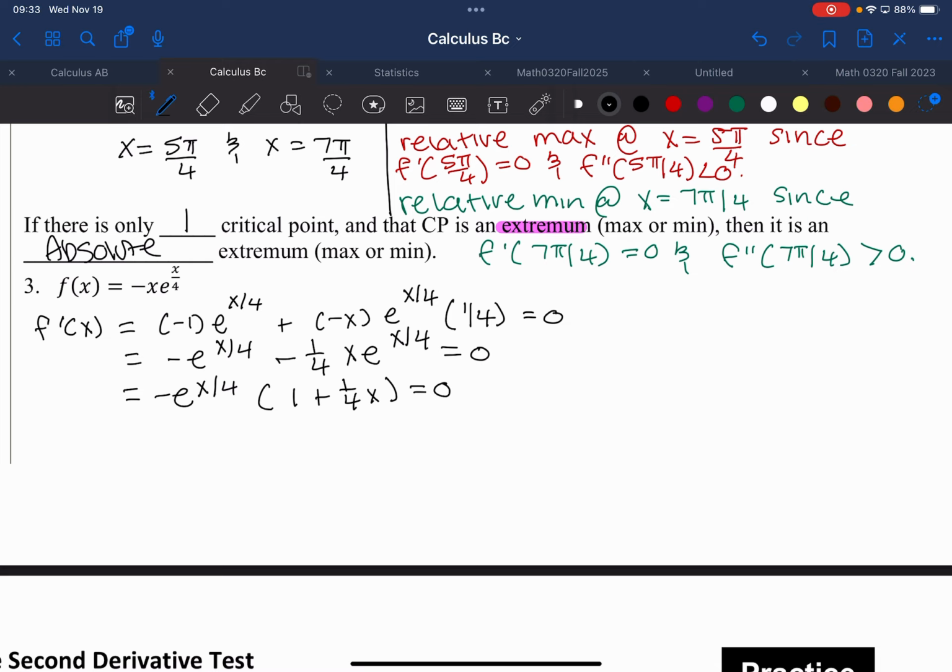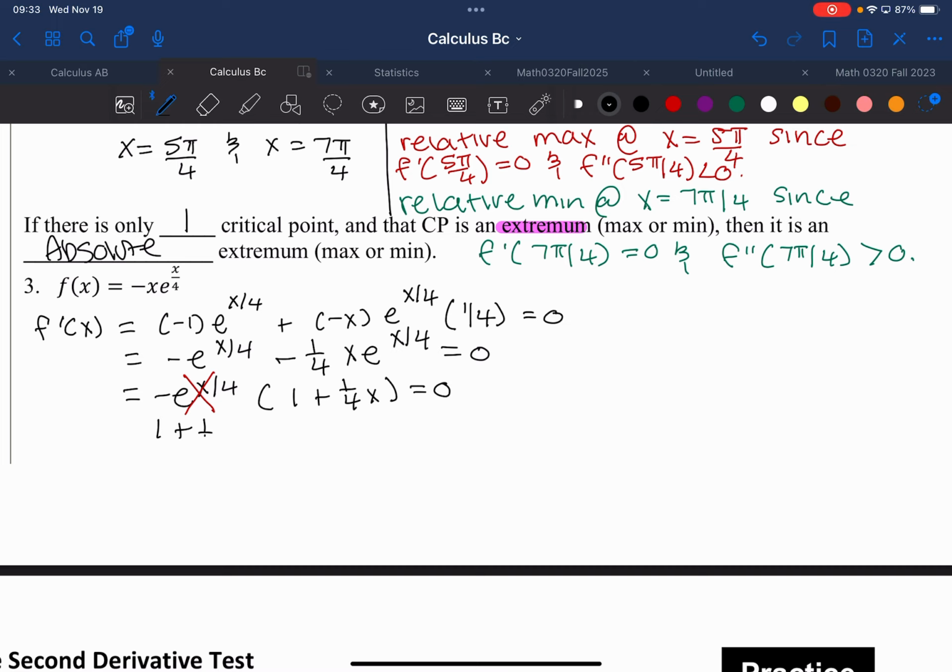So then from here, I know that I can only set that second parenthesis equal to 0 because there's no way for me to get negative e to the x over 4 equal to 0, because if I plugged in 0 for x, e to the 0 gives me 1. So we're not able to get this one equal to 0. I mean, we can't use this one. So I'm only going to use the parentheses.